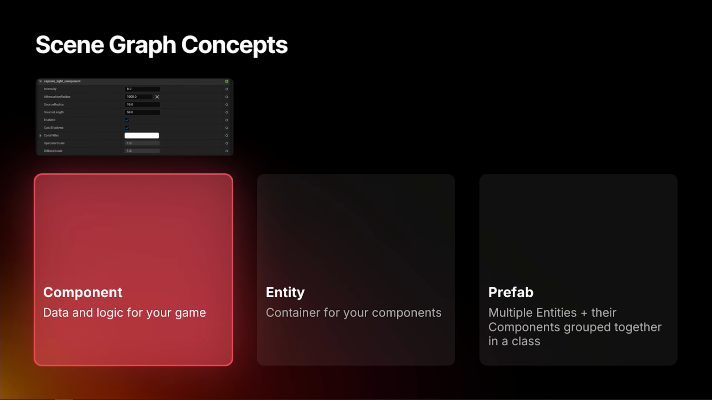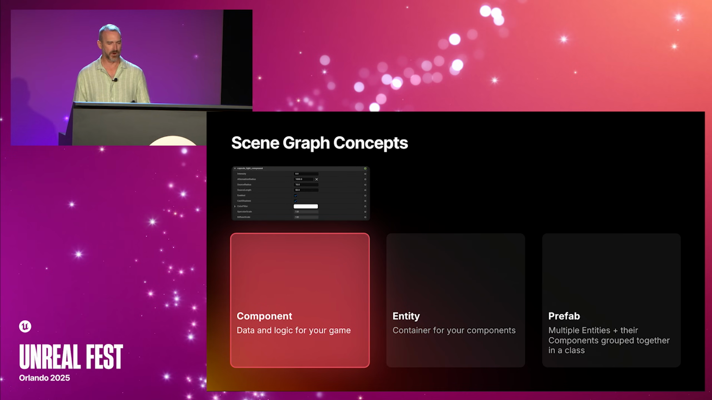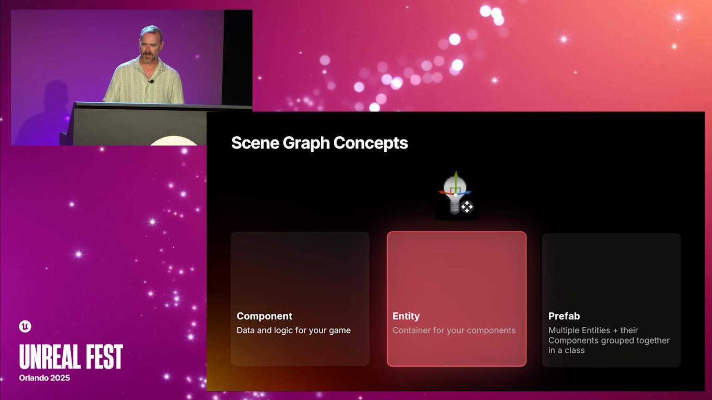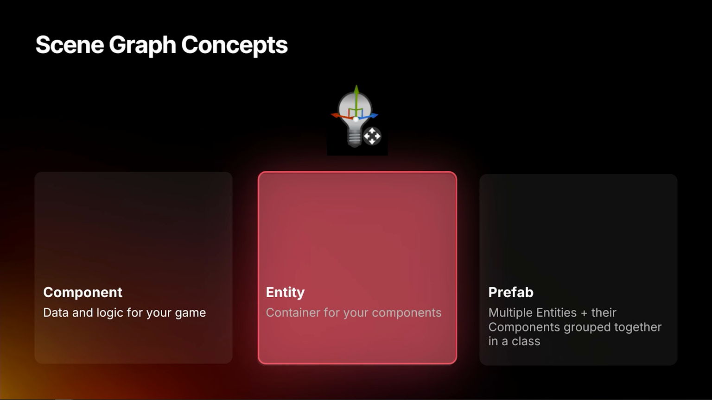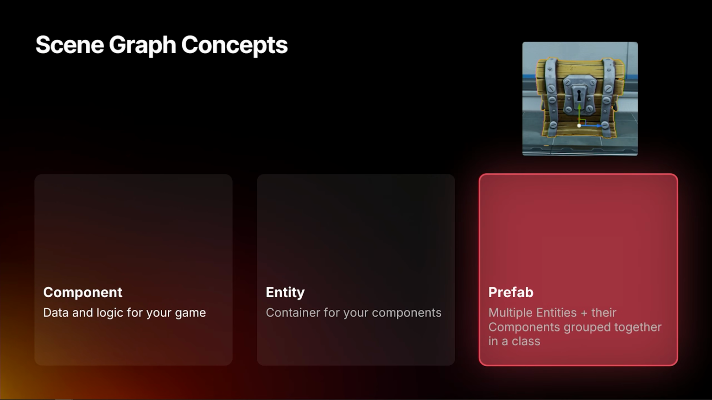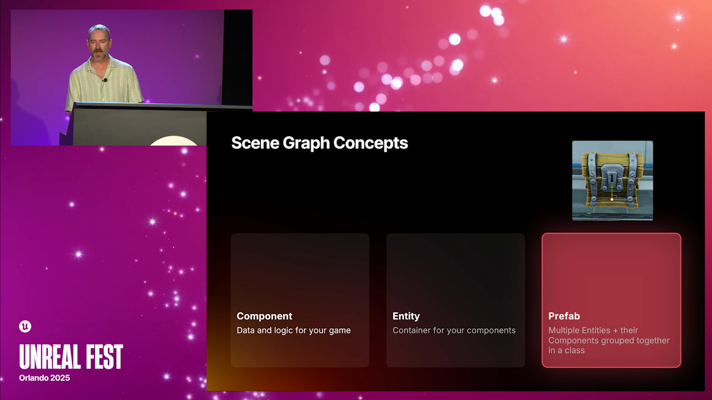Scene Graph has 3 main concepts. Our first concept is the component. The component is the data and logic for your game. Think of transform, meshes, particles, sound. Those are all components that we can add to our entities. An entity is a container for your components. And finally, prefabs are multiple entities and their components grouped together in a class.